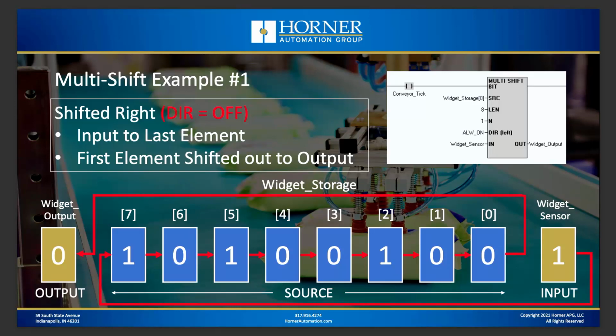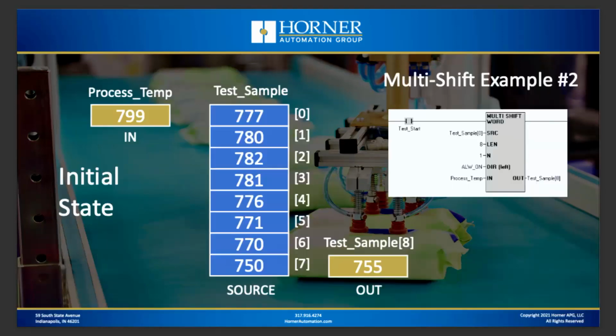It was a binary example. We showed first shifting left, then shifting right. However, one of the great things about multi-shift is that it's not just useful for binary data. It's also really useful for integer data, for floating point data, whatever the case may be.